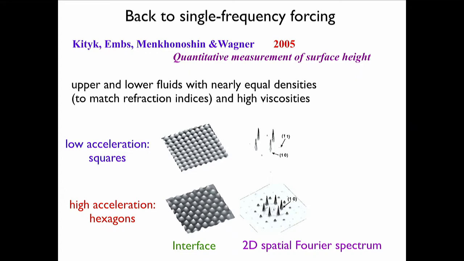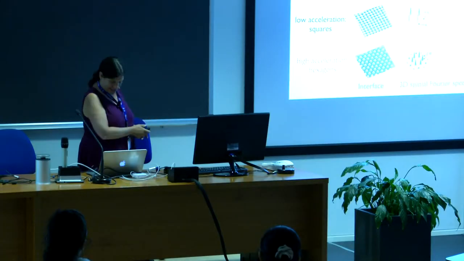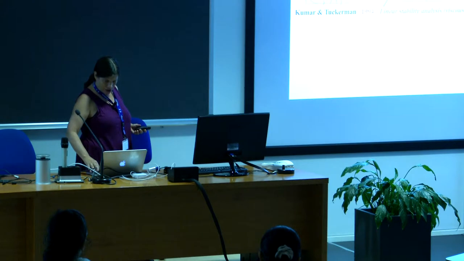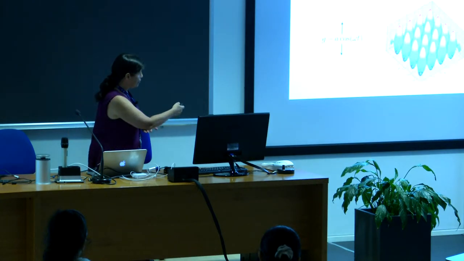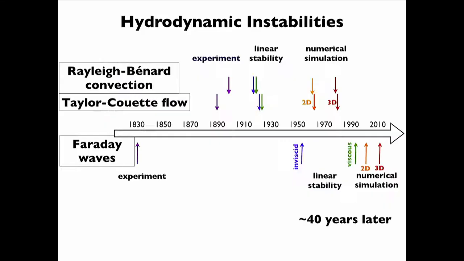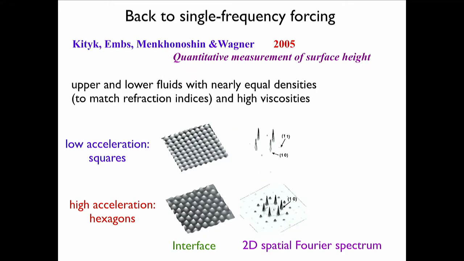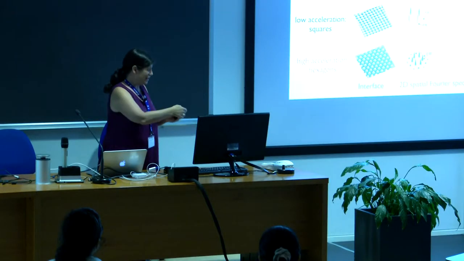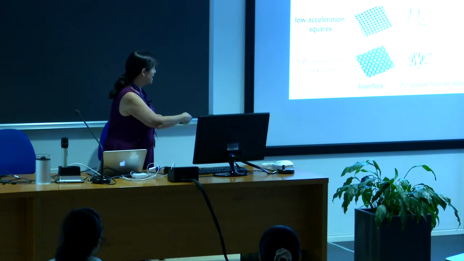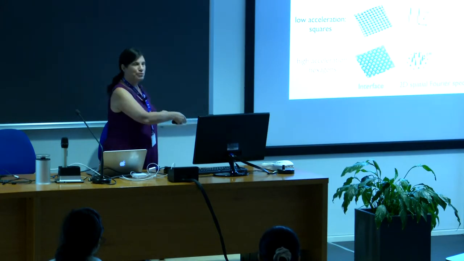So with these quantitative measurements, this experimental group showed the squares and hexagons as you increase the acceleration. And we go back here, square pattern here and hexagons. And because they now had the whole surface height map, they knew the whole mapping, they could then do Fourier spectra. This is a square, you know, the spectrum of a square is a square. The excited Fourier modes are on the four corners of a square, and that's the case here. And then for higher accelerations, they had hexagons, and the Fourier there too. The Fourier modes, it's its own dual.